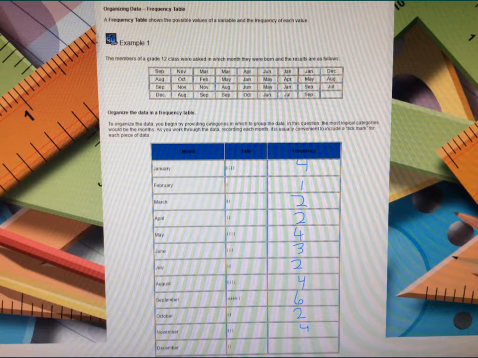September, another November, another said March, April, June, January, and so on. And so we're going to organize this data, and the first thing we're going to do is put it in what's called a frequency table. So here's our frequency table down here, and all we need to do is just count.